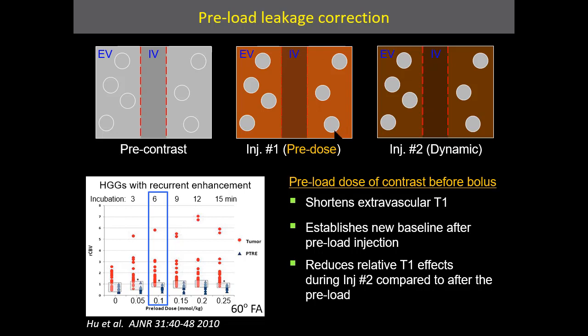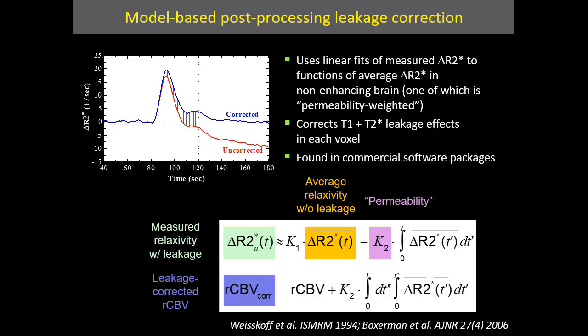So preload contrast dose administration before the main bolus shortens the extravascular T1, and it establishes a new baseline after the preload injection that reduces relative T1 effects during the second dynamic bolus compared to after the preload. And Leland Hu determined that a preload administration of 0.1 millimole per kilogram given 6 minutes prior to the dynamic bolus maximizes CBV differences between tumor and post-treatment related enhancement in high-grade gliomas with recurrent enhancement. And so this preload dosing protocol has been adopted by multiple local sites as well as some clinical trials.